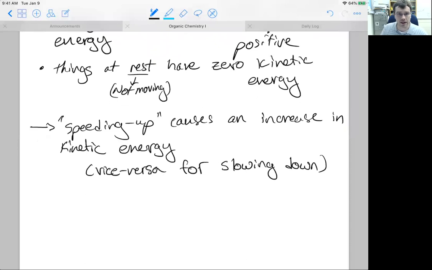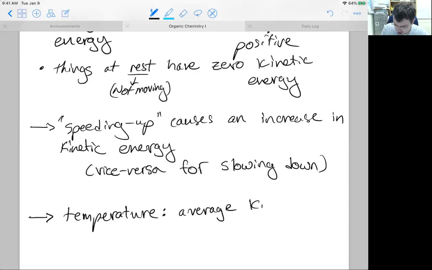Now, this is related to a really important concept in chemistry and really in being a scientist in general, and that is the idea of temperature. Temperature is a very common data point that we like to observe about a system. So when we're talking about temperature, temperature is actually the average kinetic energy of a system.